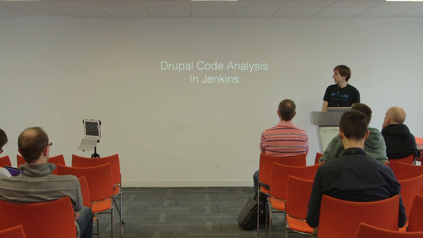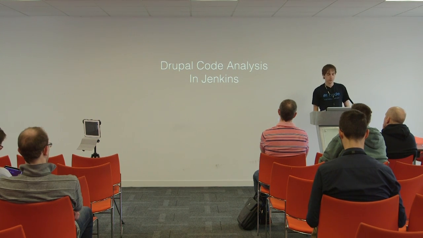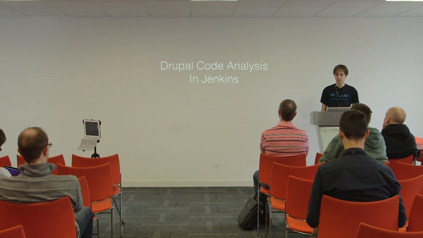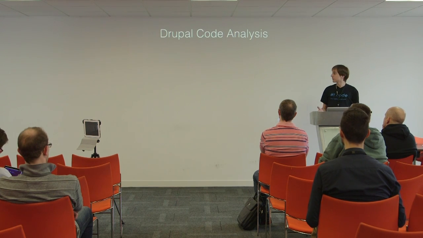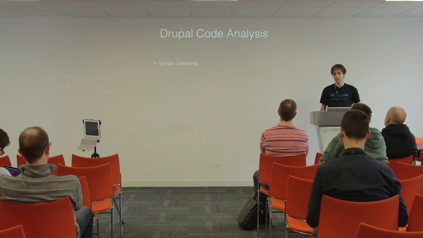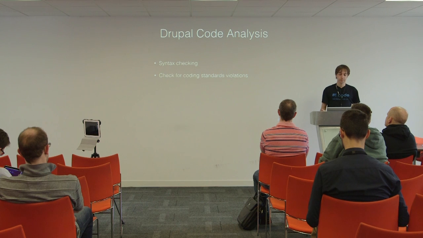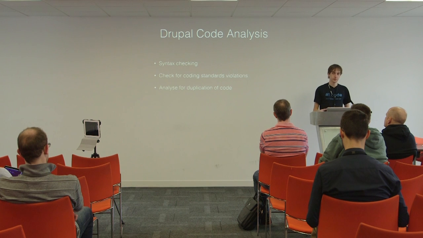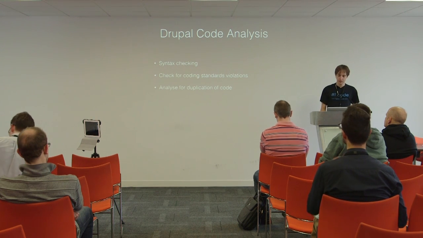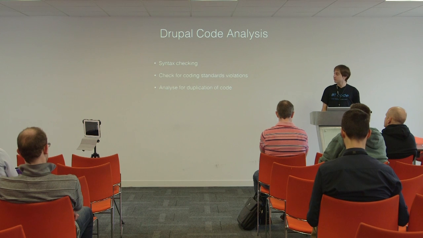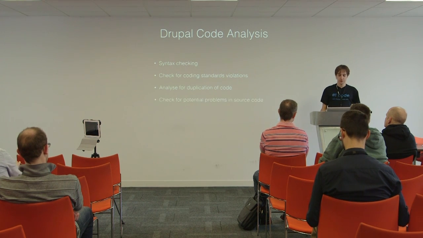So the next step then is probably code analysis. Now this is quite a useful step to do, keeping an eye on what you're doing. But what do I mean by code analysis? It could be something as simple as syntax checking, so just literally running a lint across your project to make sure that there's no syntax errors there. You can check for coding standards violations, or analyze for duplication of code, which can be useful. If you're copying blocks of code around, you want to put those into a single place, then it'll give you a warning there. But essentially, what you're trying to do is check for potential problems in the source code.